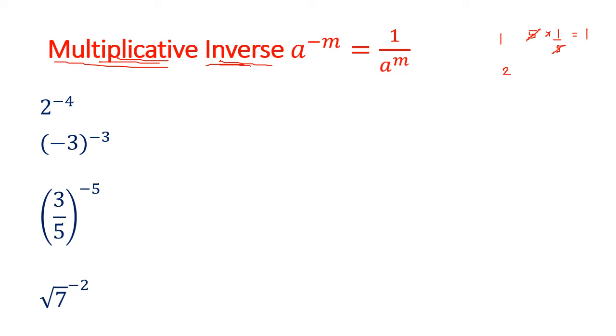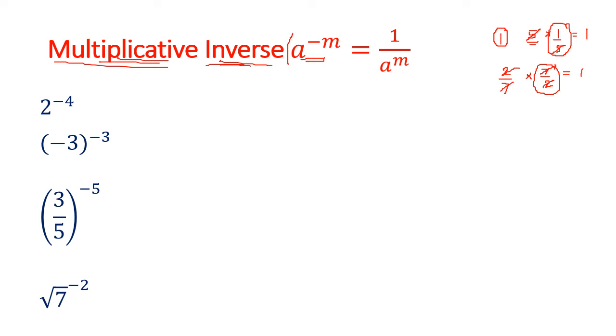Suppose you got the number 2 upon 7. What will you multiply by 2 upon 7 to get 1? You will multiply it by 7 upon 2. 2 and 2 get cut, 7 and 7 get cut, and we get 1. So to get the multiplicative identity 1, we multiply the number by its reciprocal. Reciprocal means 1 upon the number. So a raised to minus m is 1 upon a raised to m.